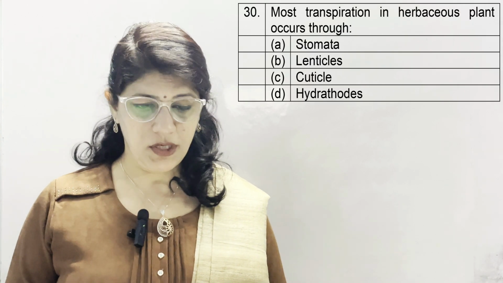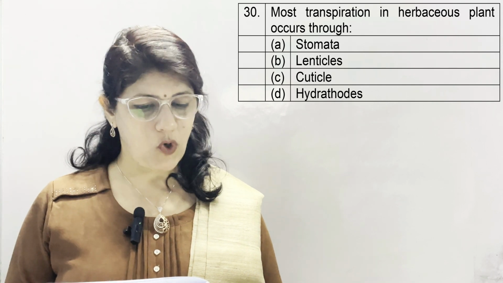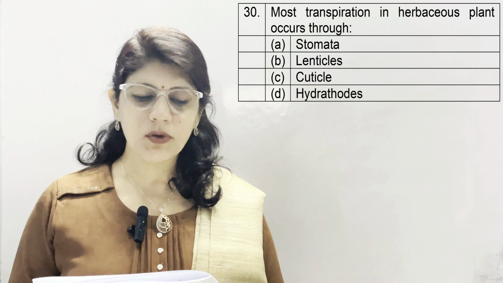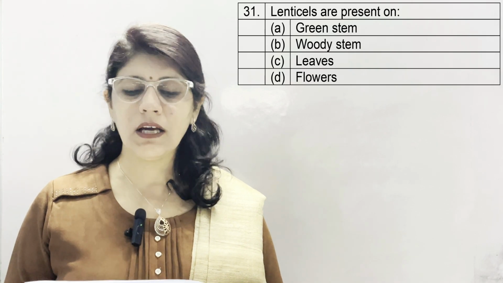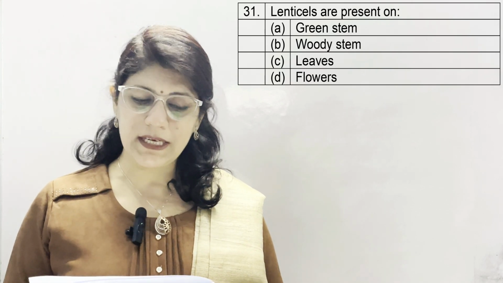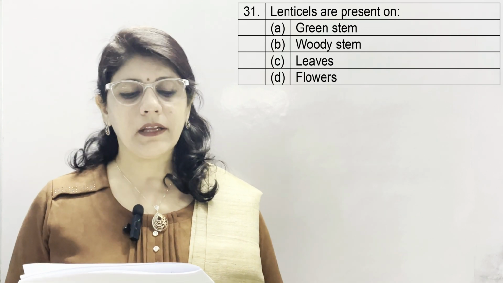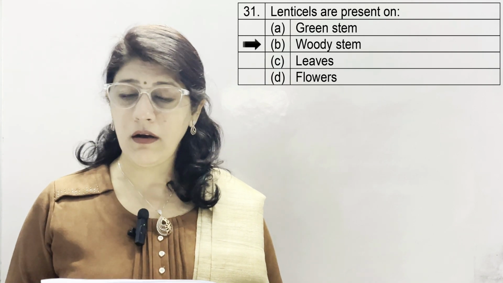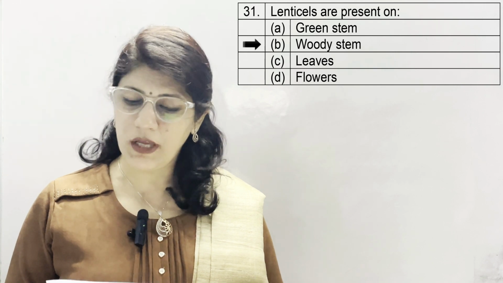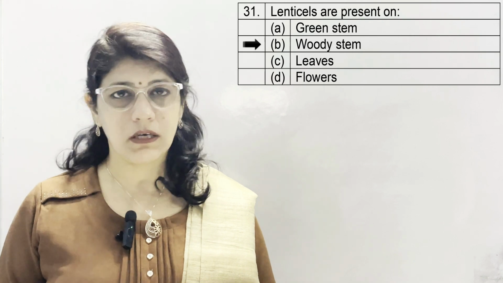In question number 30, most transpiration in herbaceous plant occurs through A option stomata, B lenticels, C cuticle, and D hydathodes. And the correct option is A, which is stomata. In question number 31, lenticels are present on A option green stem, B woody stem, C leaves, and D flowers. And the correct option is B, which is woody stem, because we know lenticels are raised pores in the stem of a woody plant that allow gas exchange between atmosphere and internal tissues.